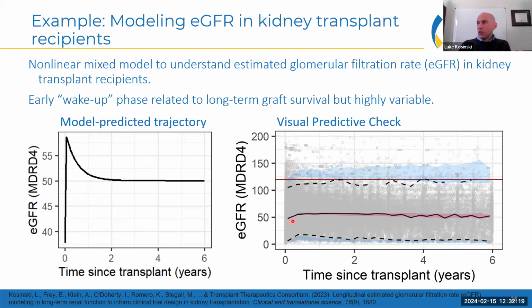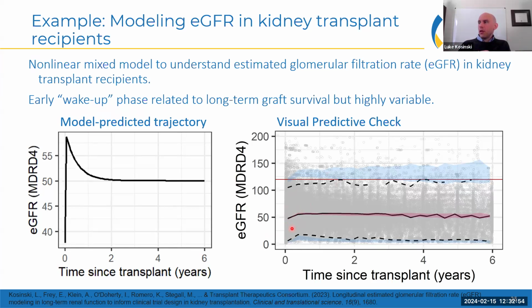Okay, so by taking all those data sets together, we can get a more robust estimate of how this is working, and we can get an estimate of this wake up phase. We can use that, based on the patient characteristics, to predict whether this patient is more likely to have delayed graft function, which we can do other ways as well, but this actually lets us model it.